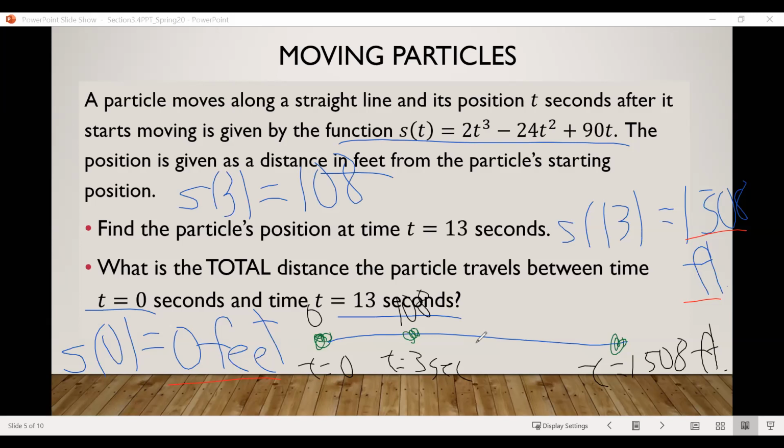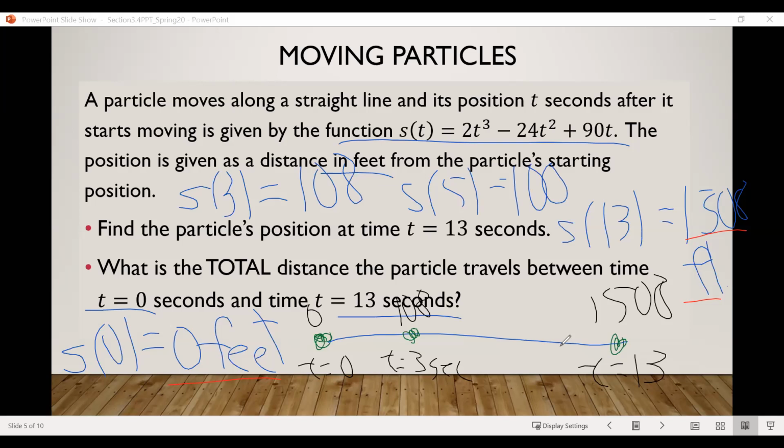I also realized I wrote this down wrong. So this should have been t equals 13. It's at 1508. And then we also know that the particle stopped at 5 seconds. So let's see what we find for the position it's at after 5 seconds. So if I plug in S of 5, you'll see I get 100 feet.